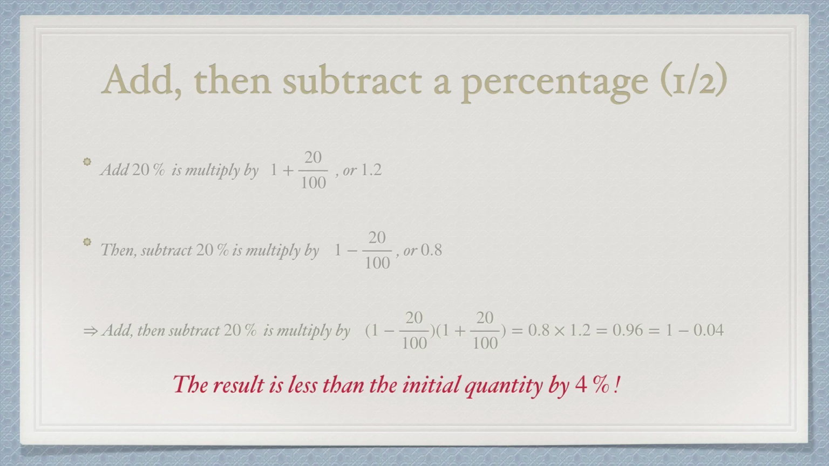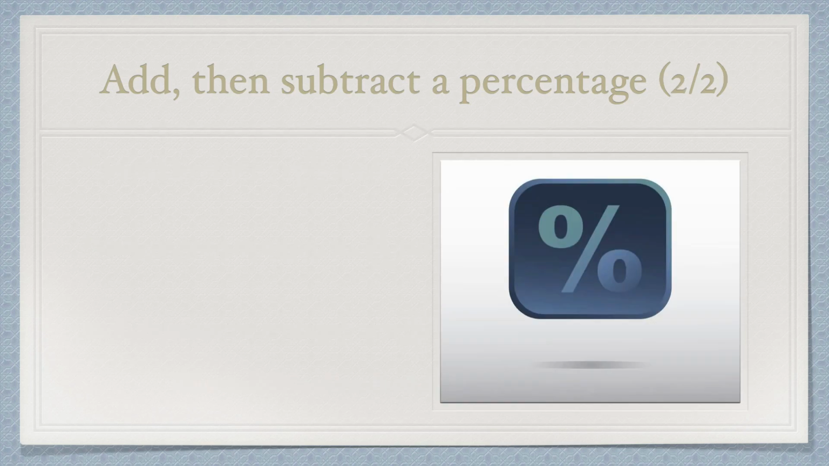In fact, the result is less than the initial quantity by 4% because 0.04 is 4%. Let's formalize it.